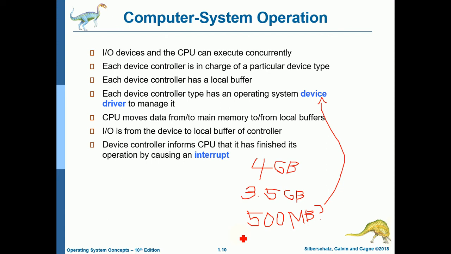So let's continue. The CPU moves data from main memory to and from local buffers. I/O is from the device to the local buffer of the controller. The device controller informs the CPU that it has finished its operation by causing an interrupt. So what is an interrupt? In the next slide, I'm going to discuss whether it is the same interrupt that is happening in our daily lives, or is it different for the operating system?